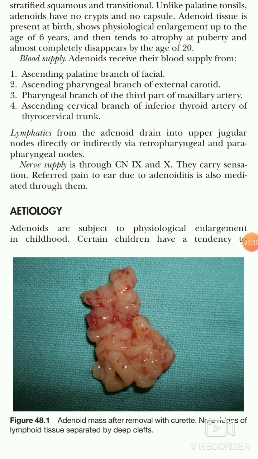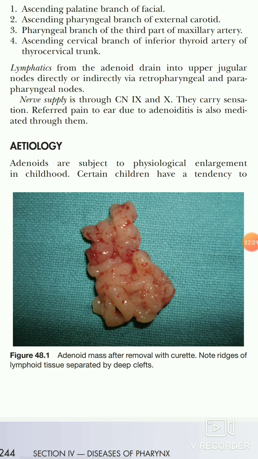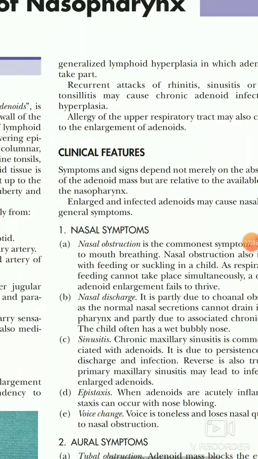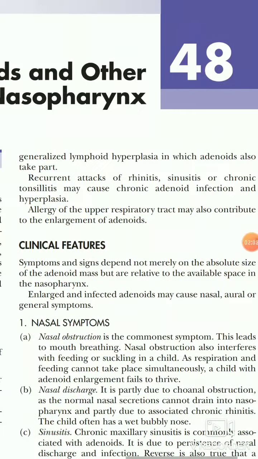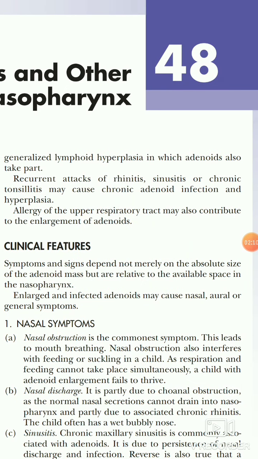Etiology. Adenoids are subject to physiological enlargement in childhood. Certain children have the tendency to generalized lymphoid hyperplasia, in which adenoids also take part. Recurrent attacks of rhinitis, sinusitis, or chronic tonsillitis may cause chronic adenoid infection and hyperplasia. Allergy of the upper respiratory tract may also contribute to the enlargement of adenoids.